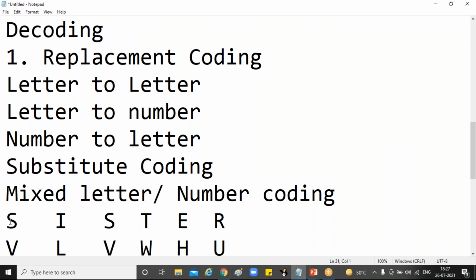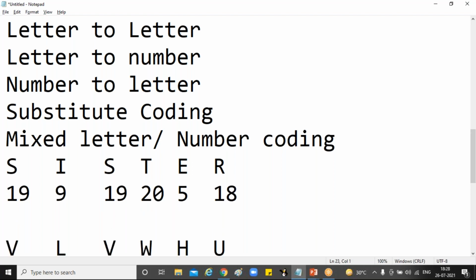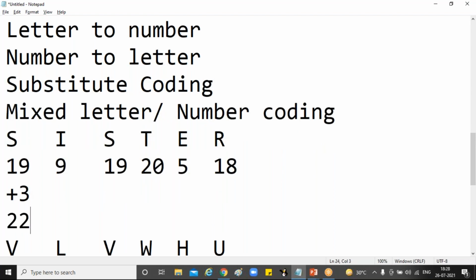So here you have to write the numeric numbers of the letters. SISTER: S19, I9, S19, T20, E5, R18. For each letter, I want to add +3. The first letter becomes 22. The second letter becomes 9 plus 3, 12. 19 plus 3, 22. 20 plus 3, 23. 5 plus 3, 8. 18 plus 3, 21.